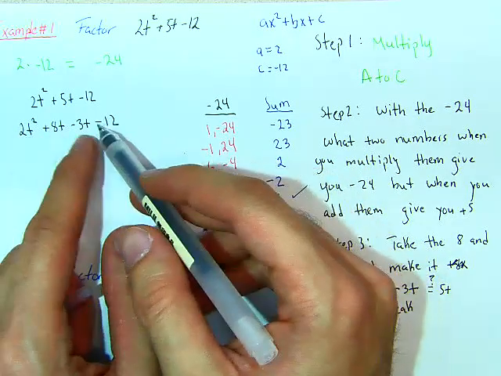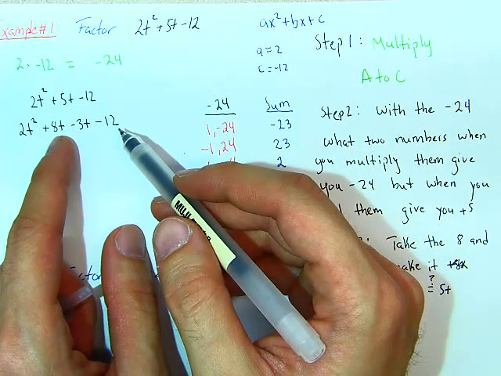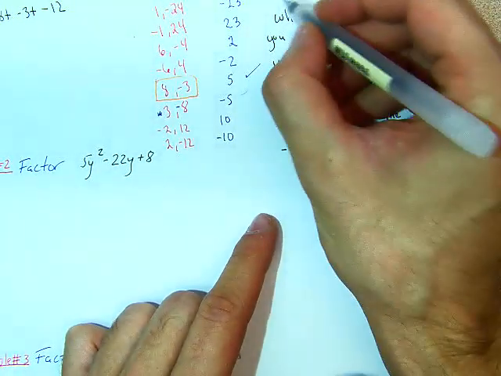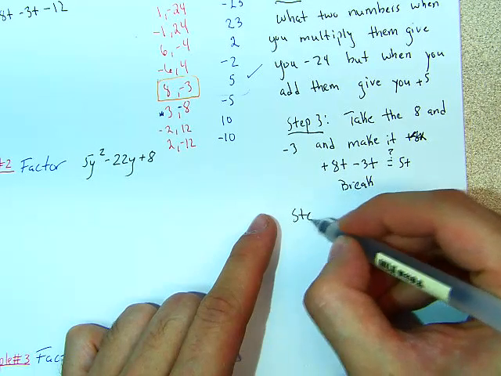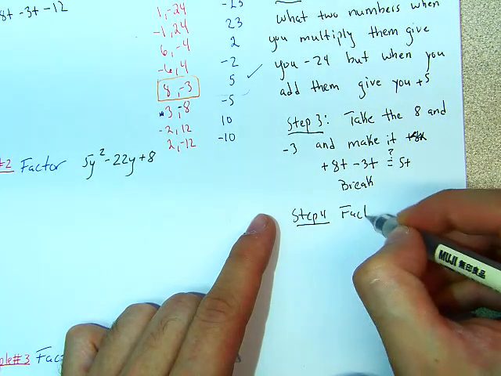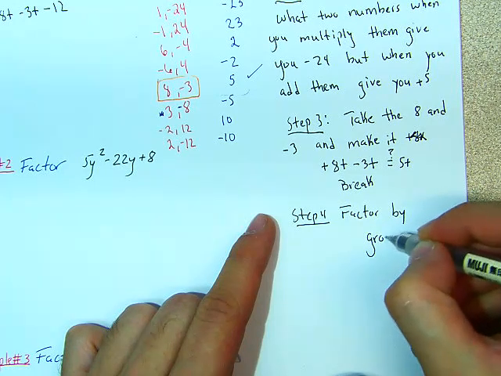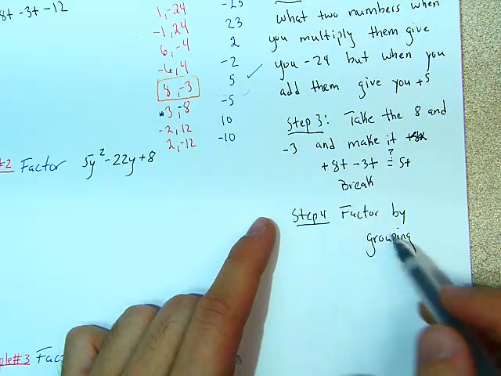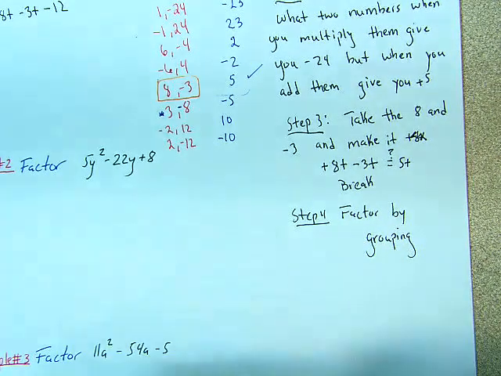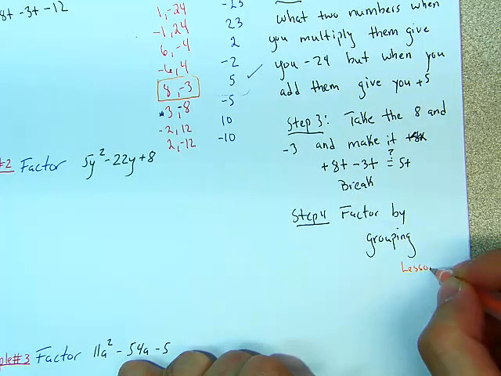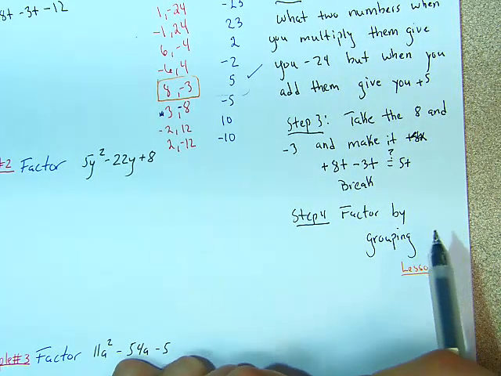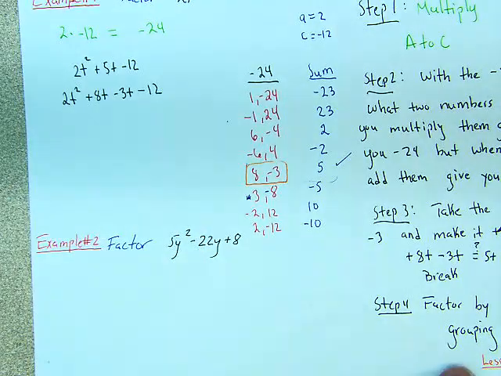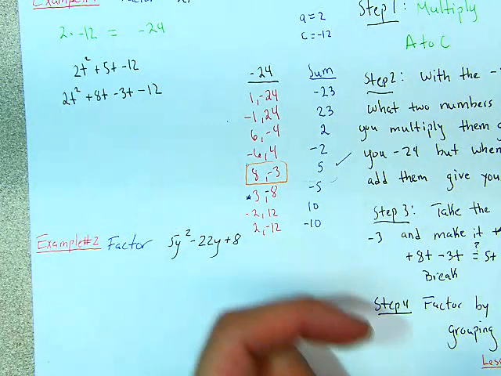Now, what was the reasoning behind that? Why did we want to choose 8t and minus 3t? This will give us the opportunity to do the last step, which is step 4, factor by grouping. Now, if you feel like you're still not good with this concept of factor by grouping, look at lesson number 4. Pause the video right now and do lesson number 4, because you need to be solid with this concept to actually solve this. So let's do that right now.